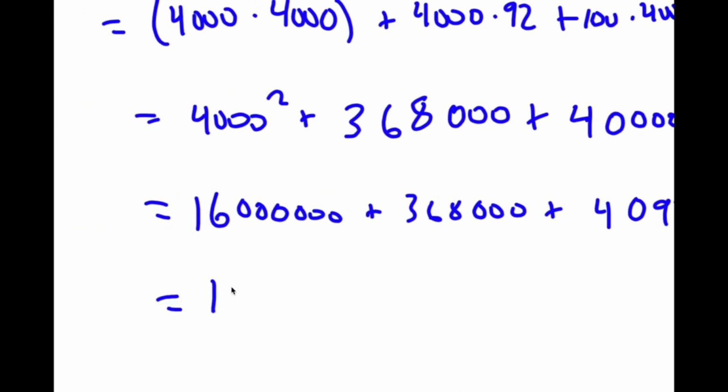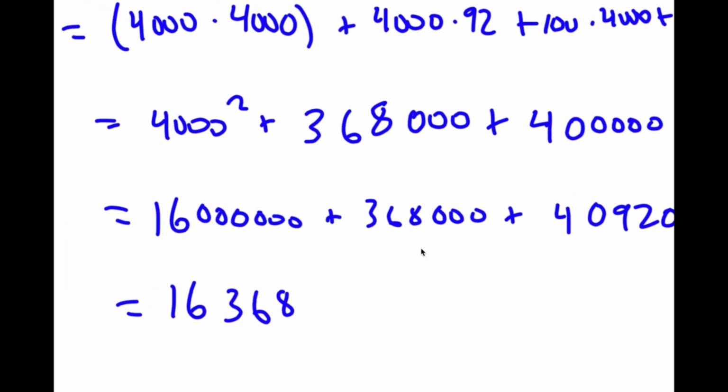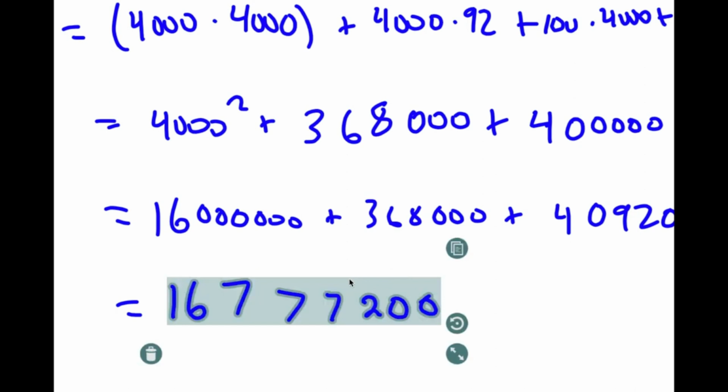So now I have 16 million plus 368,000, which is 16,368,000, but I have plus 409,200. So this is going to be 16,777,200. So this is my answer.